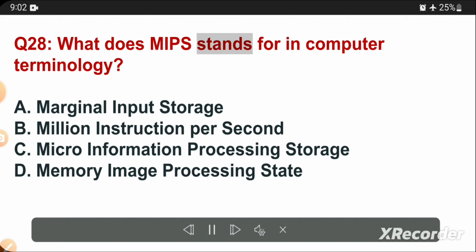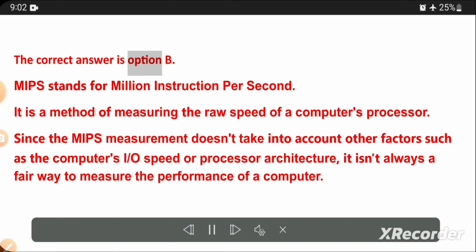Q28. What does MIPS stand for in computer terminology? A. Marginal input storage. B. Million instruction per second. C. Micro information processing storage. D. Memory image processing state. The correct answer is option B. MIPS stands for million instruction per second. It is a method of measuring the raw speed of a computer's processor. Since the MIPS measurement doesn't take into account other factors such as the computer's I/O speed or processor architecture, it isn't always a fair way to measure the performance of a computer.